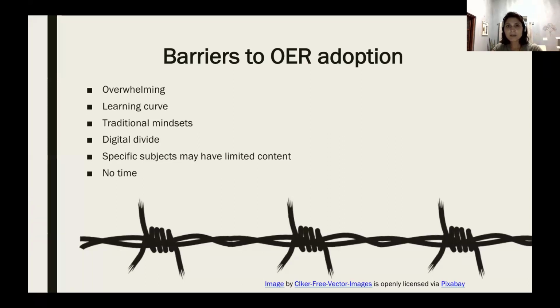So these are some of the barriers which are still stopping the complete, or 100%, adoption of OER, which should really be looked into.